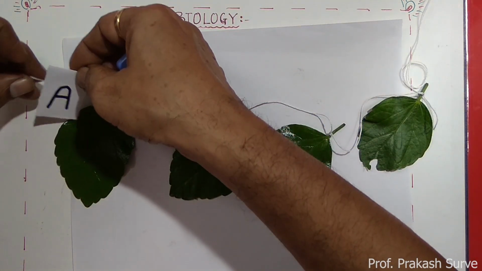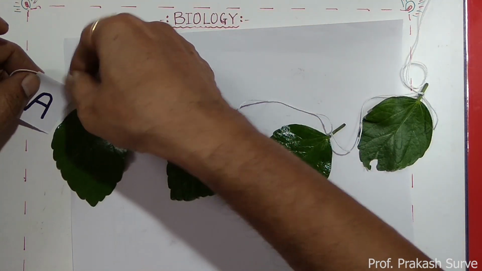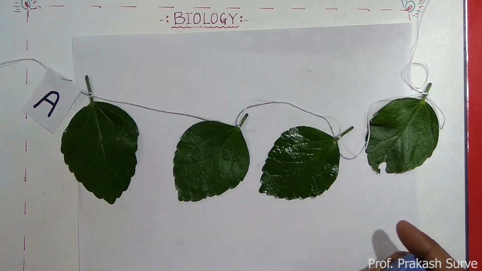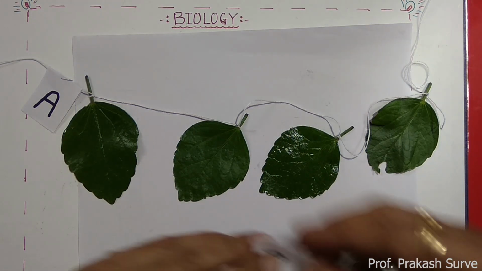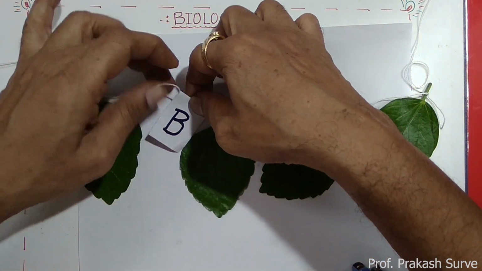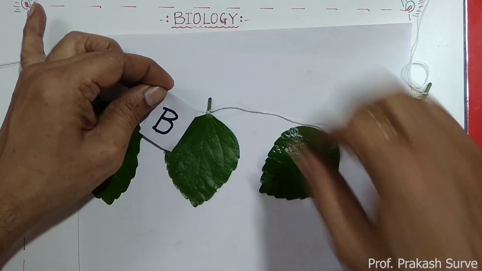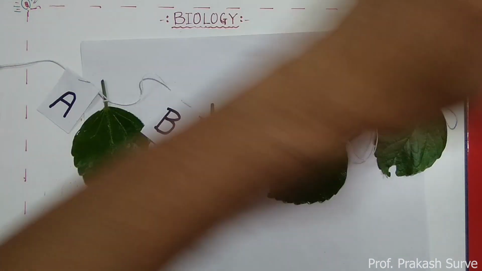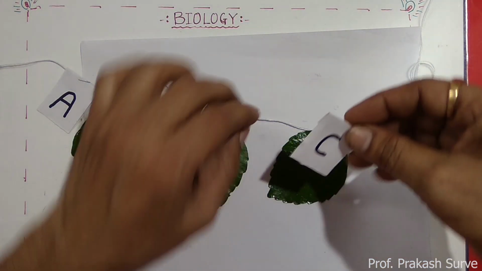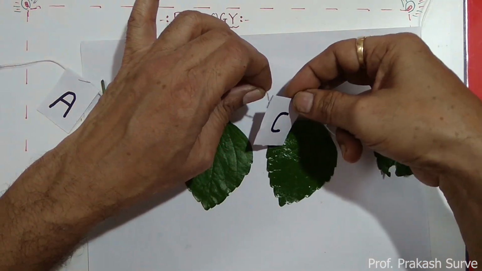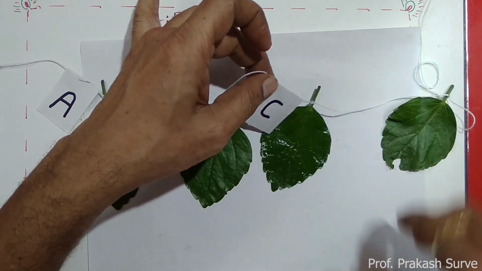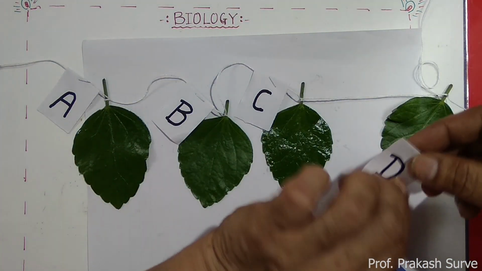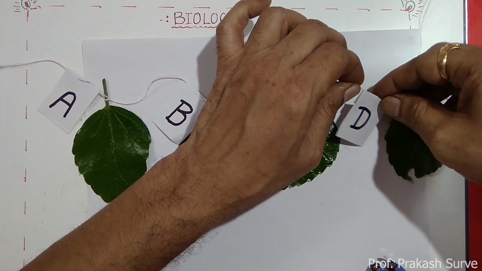So I'll put the tag A here for leaf A, tag B for the second leaf, tag C for the third leaf, and tag D for the fourth leaf.